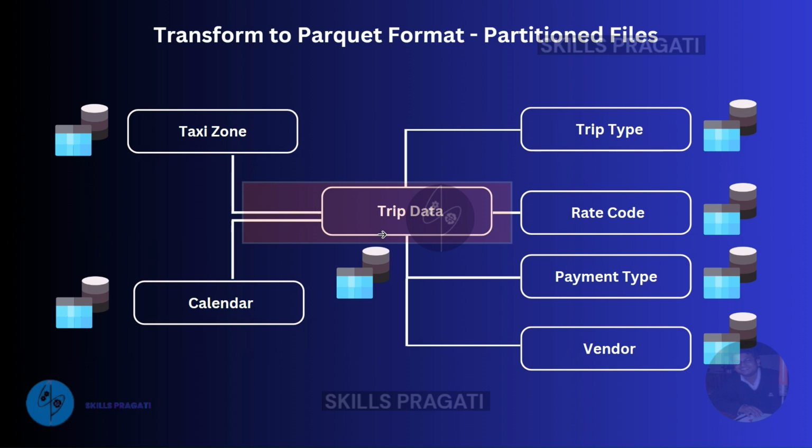So please ignore the Parquet and the Delta files and assume that we only have the files available in CSV format. Our task here is to transform these files from CSV format to Parquet format. So let's switch over to Synapse Studio and get started.